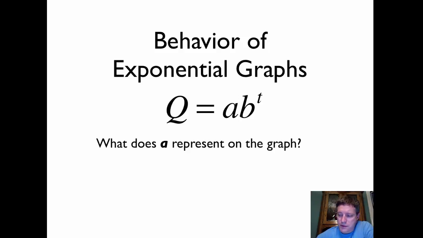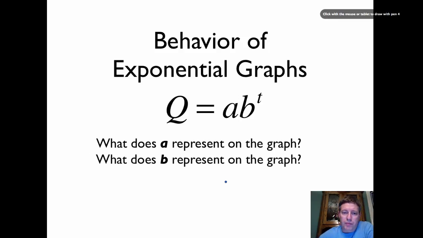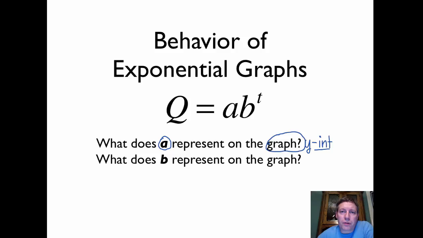First of all, a always represents the y-intercept on a graph. That's what we discovered. No matter what type of exponential function we were looking at, the coefficient a is always going to be the y-intercept on a graph. Now, if this was a story of some sort or an application, then it might refer to the initial amount or the starting amount.